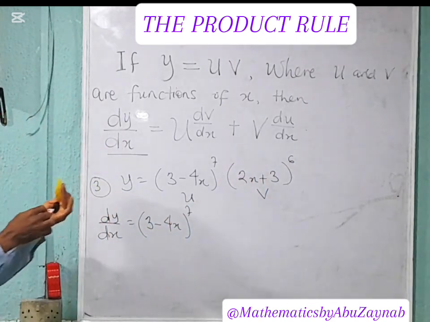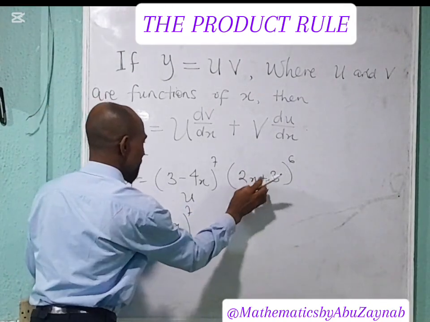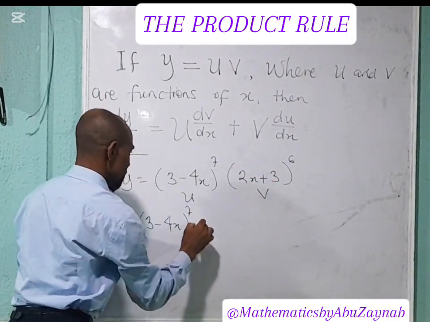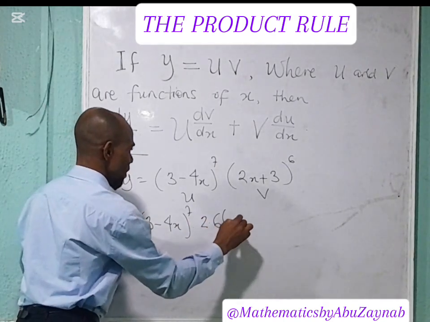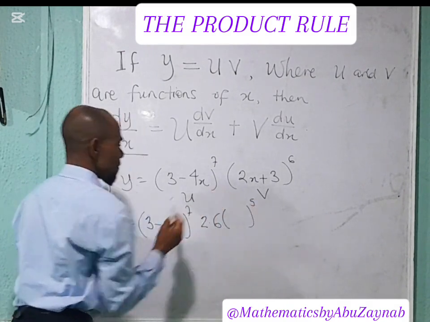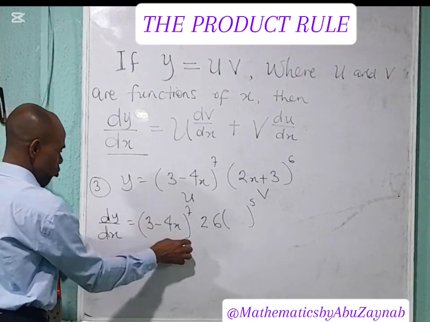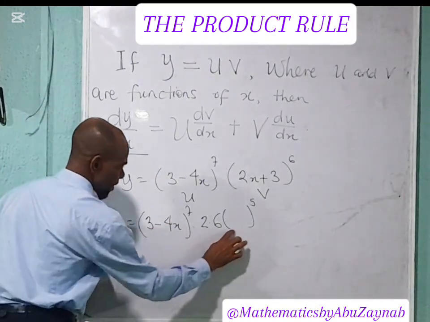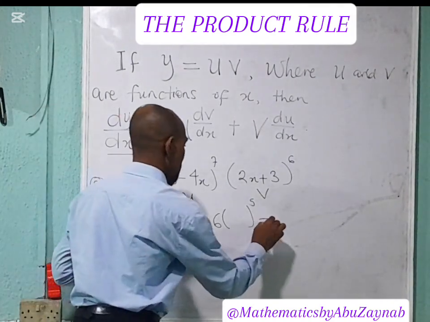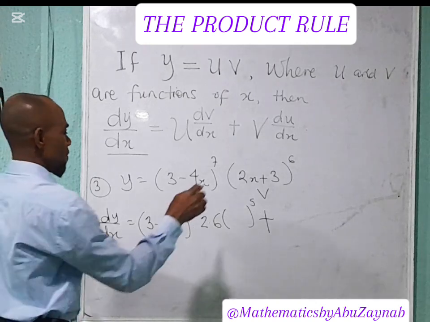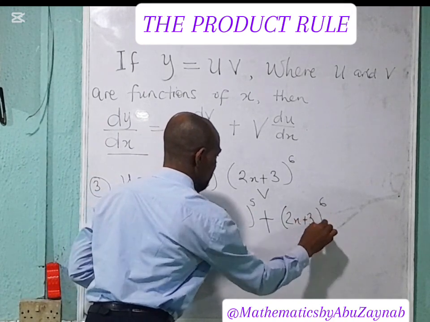This is where our internal and external differentiation comes in. So differentiating v, we are first going to do the internal, which is 2. And then the external, that will be 6 bracket. Then we have what here? 5. So here I'm having product rule. This is u. Then everything here is dv dx. Now, plus v. V is going to be now 2x plus 3 to the power of 6.